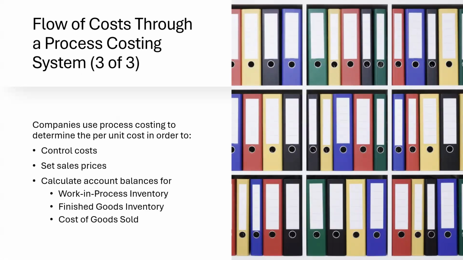Companies use costing to determine the per unit cost in order to control costs, set sale prices, and calculate account balances for the work in process inventory, for the finished goods inventory, and of course for the cost of goods sold.